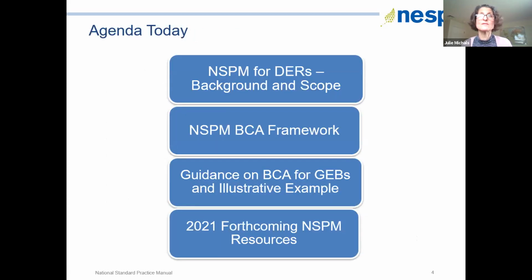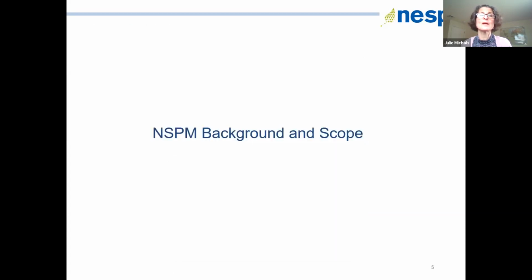I believe you will get the slide deck to the large advisory group who helped inform this project. So our agenda today is to give you a bit of background on the NSPM for DERs. We're going to shoot a couple polls at you in a minute, though, to better assess your familiarity with this document. We will give you an overview of the benefit cost analysis framework provided in the NSPM. Kate's going to dive deeper into guidance, in particular around GEBs with an illustrative example. And then we want to leave you with an overview of some things that are in development this year to help support NSPM application.